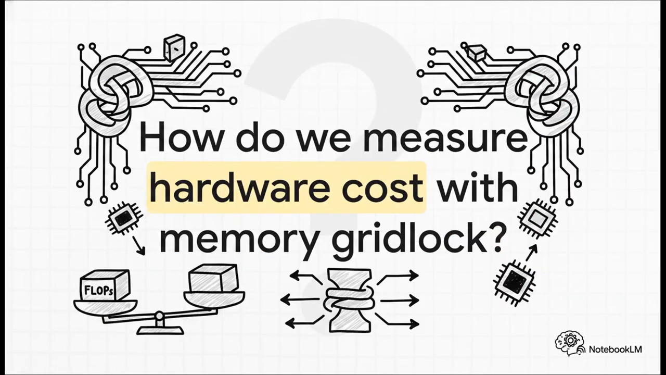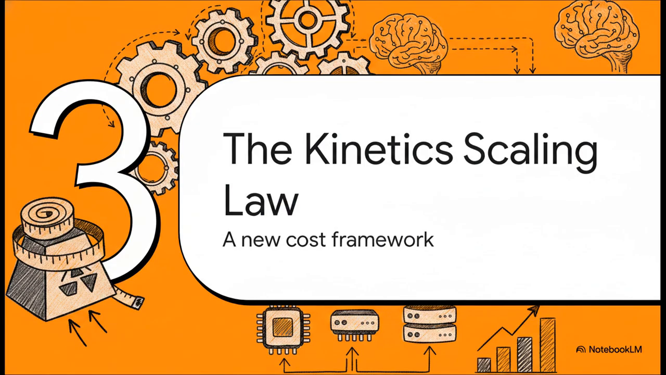So that leaves us with a pretty massive engineering dilemma. How do we accurately measure true hardware cost when our memory bandwidth is completely gridlocked? Our standard way of measuring cost, flops, doesn't account for this memory traffic jam at all. Which naturally leads us to Section 3, the Kinetics Scaling Law.